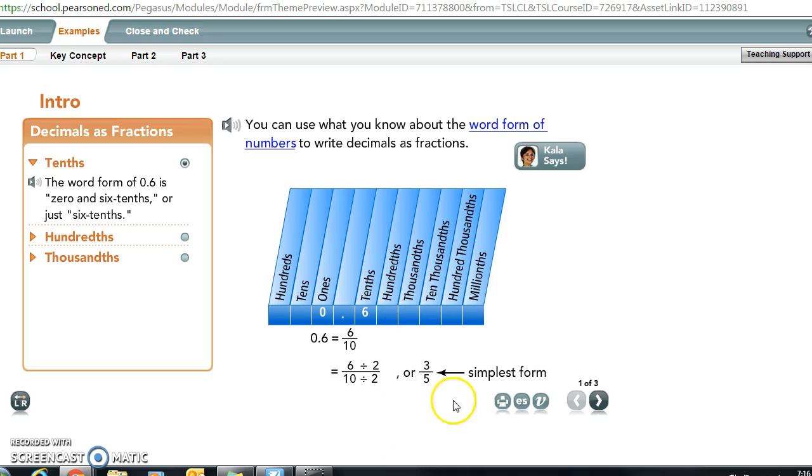So I remember this because if this is in the tenths spot, that means it'll have 1 0. So you'll have 6 on top and 10 on the bottom. What they're doing is they're seeing that 6 and 10 are even, so they divide the 6 by 2 and the 10 by 2 to get 3/5 in simplest form.